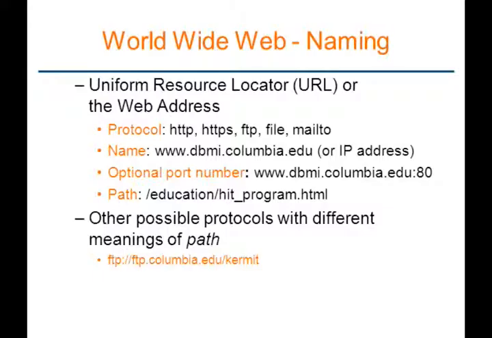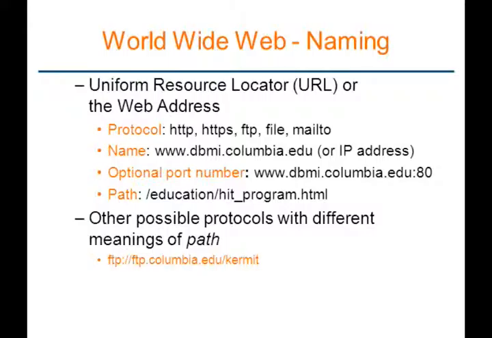Then there's the name of the server itself. An example would be dbmi-columbia.edu. One could actually put an IP address. If the name is provided, then the browser will automatically use DNS to find the IP address. One could add an optional port number by following the name of the server with a colon and the port number.